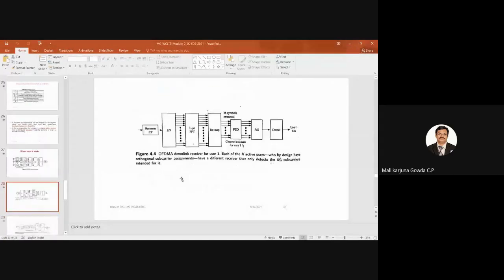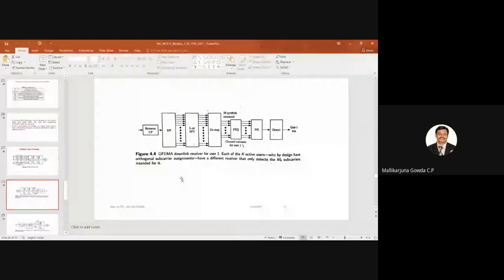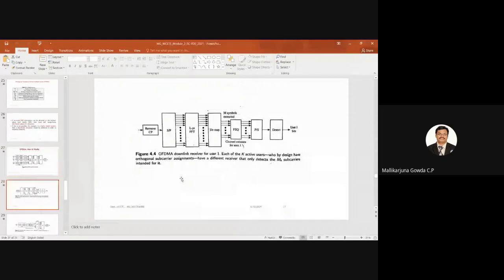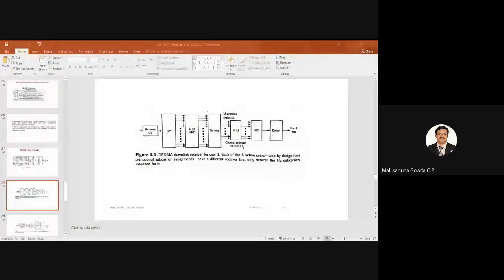Then how does the receiver look? In the previous case, what I showed is the downlink transmitter, from the base station to the user equipments. Here I am showing the receiver, which is from the user equipment to the base station. At the transmitter side we add the cyclic prefix and transmit. The first step is to remove the cyclic prefix, which is why the first block is written as remove cyclic prefix.